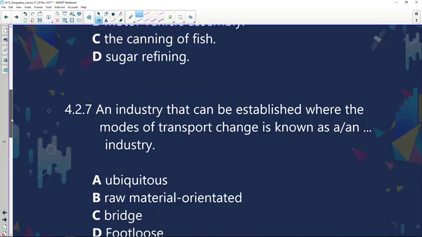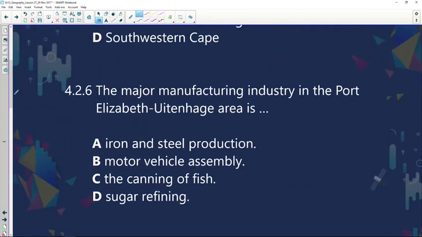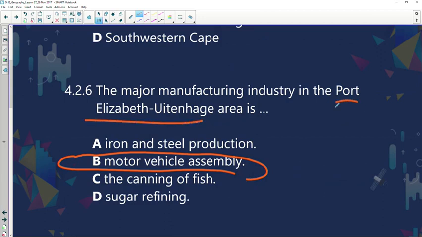Now, if you look at question 4.2.6, the major manufacturing industry in Port Elizabeth, Uitenhage, is iron and steel production, the PWV, motor vehicle assembly. That's the correct answer over there, number B. The canning of fish is in the Western Cape. Sugar refining is in the Durban Pinetown area. But your correct answer over there is motor vehicle assembly. For instance, VW and Mercedes are situated in this area.